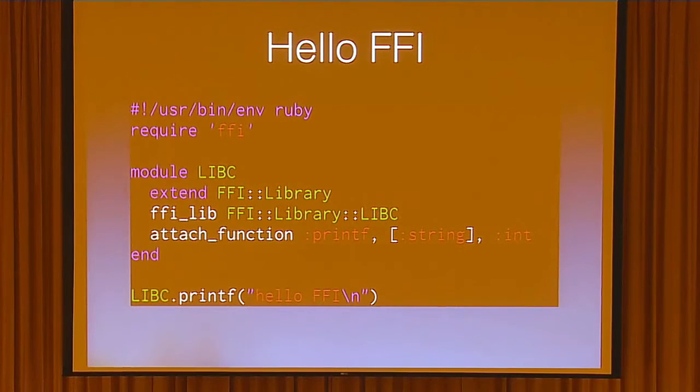To use FFI, first you have to require ffi and define a module for the functions you want to attach. Then you extend FFI::Library to get all the class methods for defining the library. Then use ffi_lib to load the library. And last, you can attach the function by symbol name, followed by an array of types of input parameters, and the last one is the output type. And you can call the C function using just simple Ruby syntax.